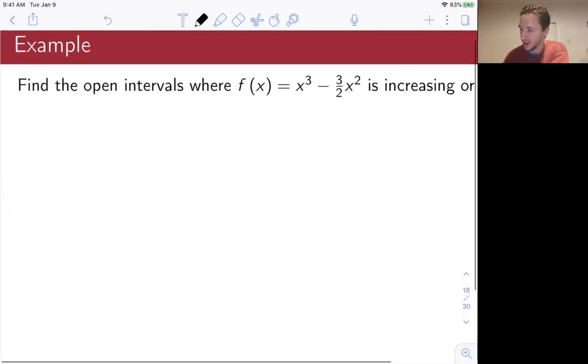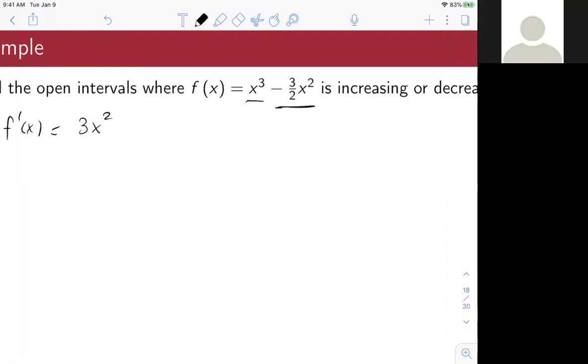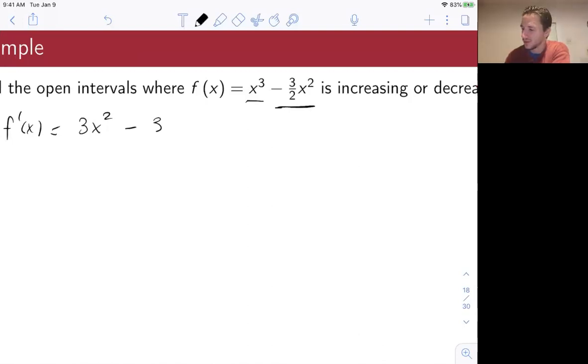So I'm going to find f prime of x. Well, what's the derivative of x cubed with respect to x? 3x squared. 3x squared, perfect. And then what's the derivative of -3/2 times x squared with respect to x? 3x. Perfect. So I'm going to do -3x. Perfect. I'm going to set this equal to 0.